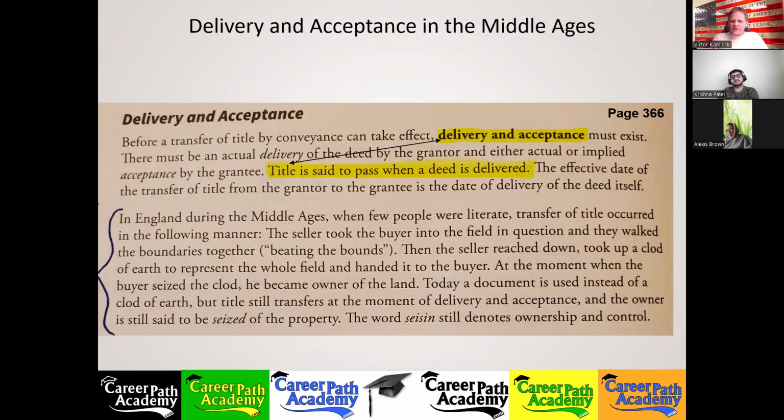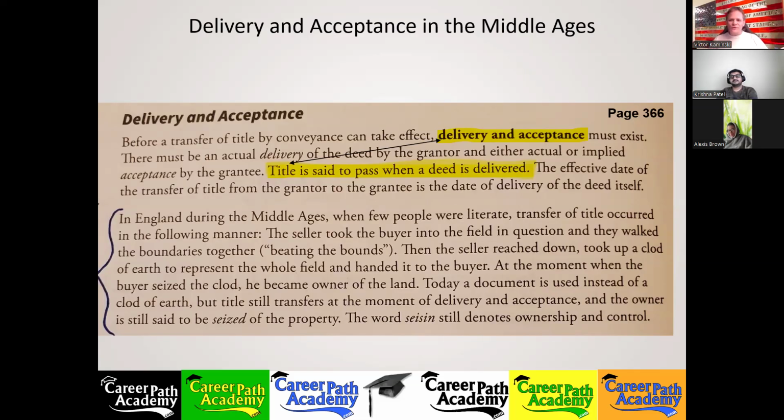Today, a document is used instead of a clod of earth, but title is still said to transfer at the moment of delivery and acceptance, and the owner is still said to be seized of the land. So the word seisin still denotes ownership and control. Can you practically see those little cartoon characters walking around the boundaries of the property, and then the guy picks up a piece of dirt and drops it in the other guy's hand, and he's like, yeah, now I'm the owner? You know, that's basically what happened.